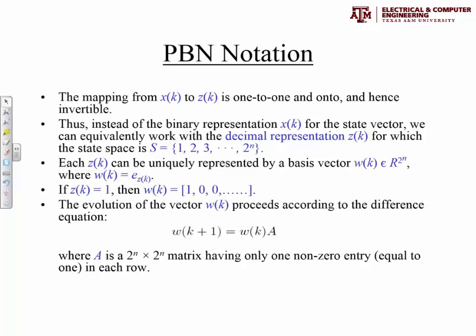Now, each of these, you can go a step further. I can represent each of them by a 2 to the power of n dimensional vector. For 1, it's going to be a 1 in the first element and zeros everywhere else. Then for 2, it's going to be a 1 in the second element, zeros everywhere else, and so on. It's a much higher dimensional representation, because we had n genes, and now we are looking at 2 to the power of n dimensional vectors.